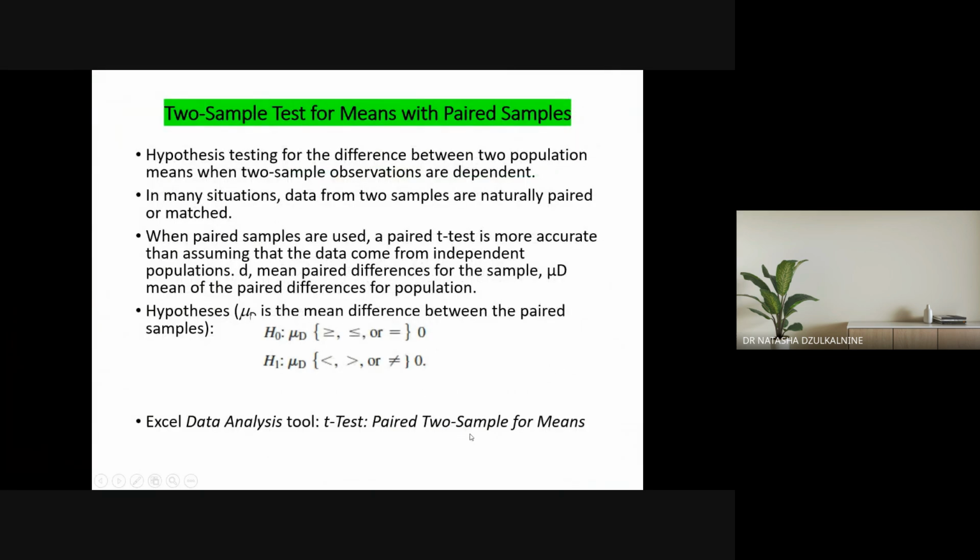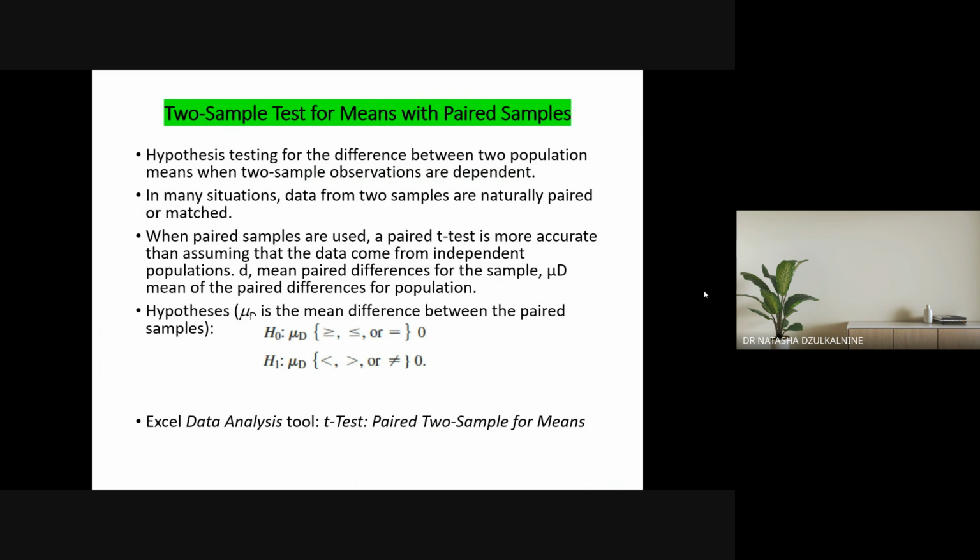Two sample test for means with paired sample. The hypothesis testing for the difference between two population means when two sample observations are dependent. Before this, the t-test that we did was actually for samples from independent populations. For the paired sample, the comparison will be using the dependent.